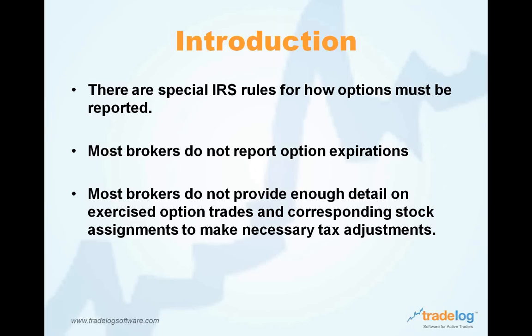To get started, most people know that there are special IRS requirements for how options must be reported. But the fact is that most brokers do not report these things properly, that is, option expirations, and most brokers do not provide enough detail on how to properly exercise option trades and show the corresponding stock that should be going along with this assignment, and then making those necessary tax adjustments so that they can be reported properly to the IRS.